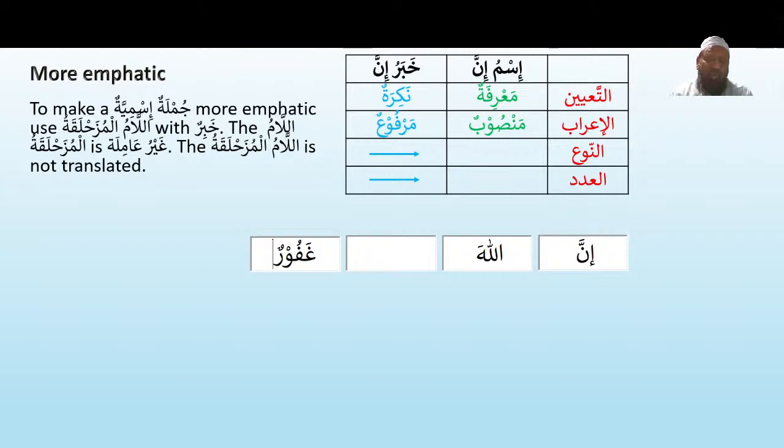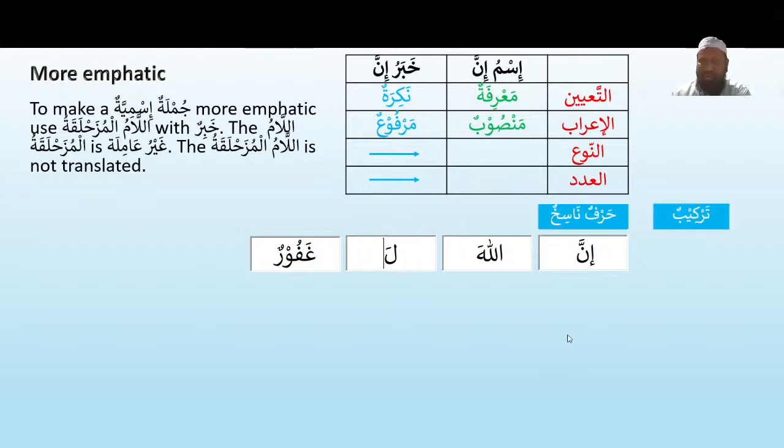But we want to be more emphatic with inna. So what do we do? We use lamul muzahlaqatu with khabar. This is the khabar. Because we need to label it separately, I'm just going to put the lam here. Otherwise, in writing, this lam will be with the khabar. Inna Allah laghafurun. Inna Allah laghafurun.